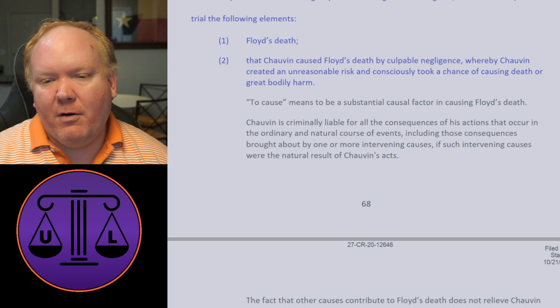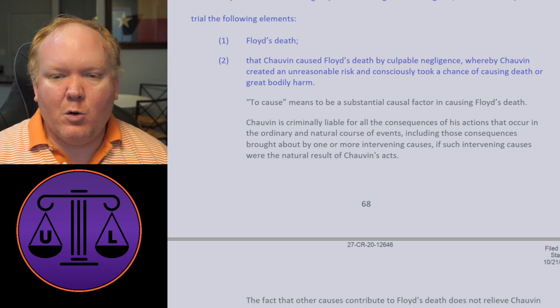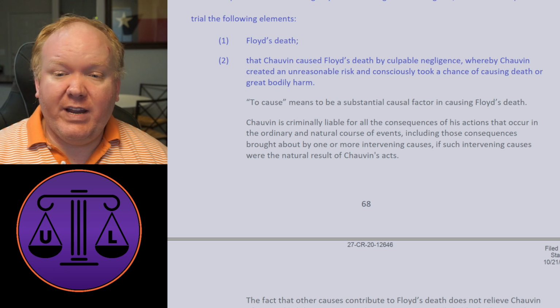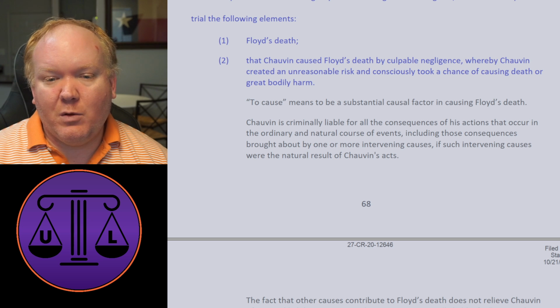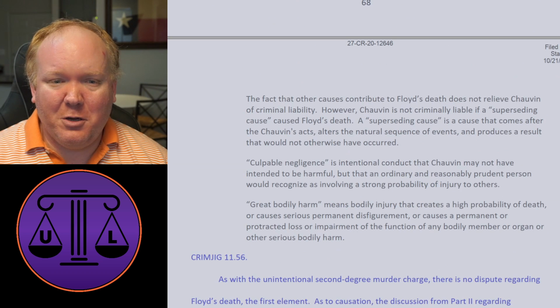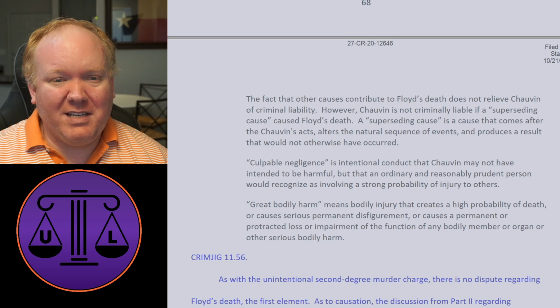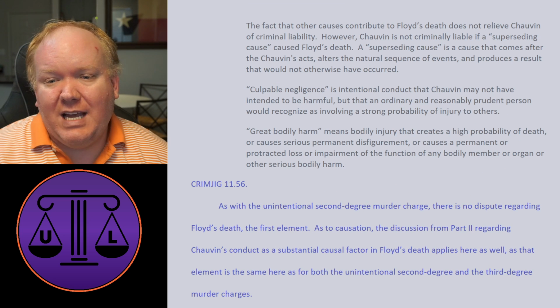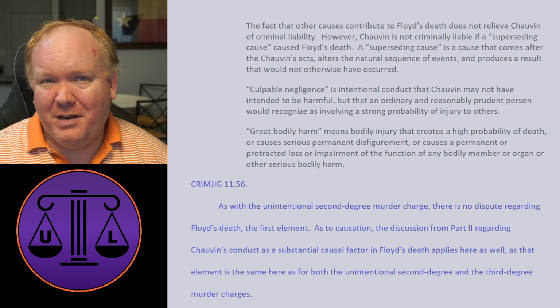Chauvin is criminally liable for all the consequences of his actions that occur in the ordinary and natural course of events, including those consequences brought about by one or more intervening causes, if such intervening causes were the natural result of his acts. So if something intervened, but it was the result of something you did, then you get blamed for that too, because it was done by something you did in the first place. The fact that other causes contribute to Floyd's death does not relieve Chauvin of criminal liability, correct?